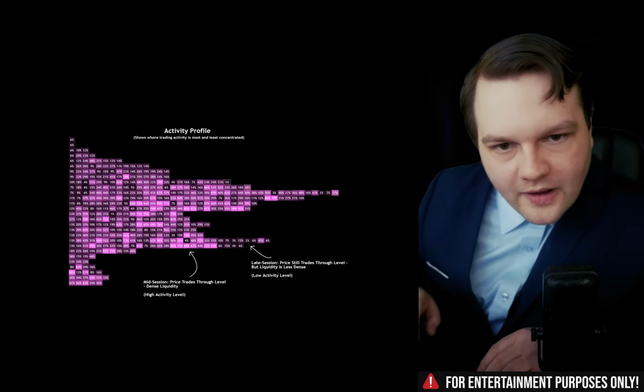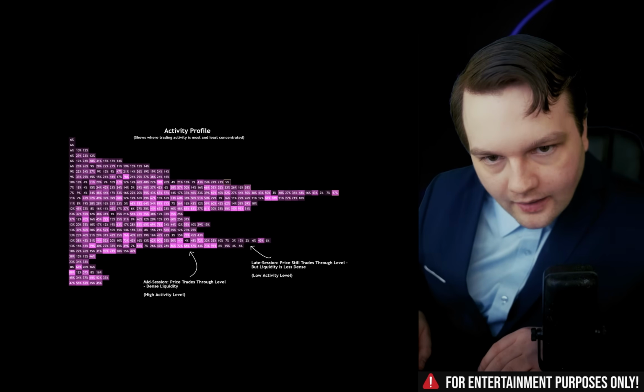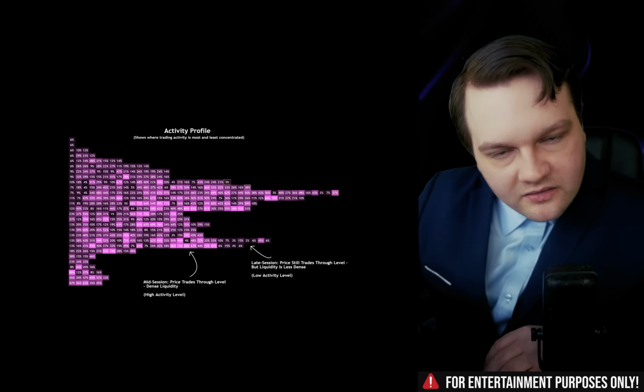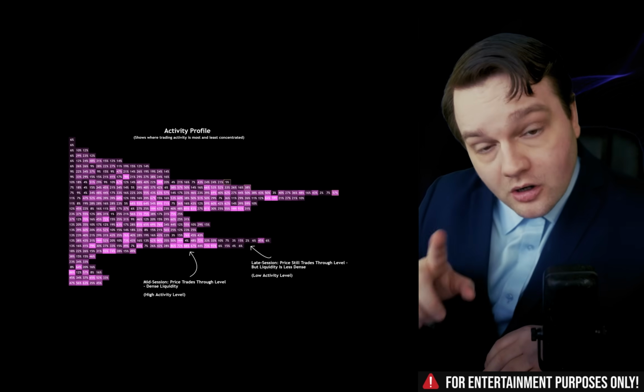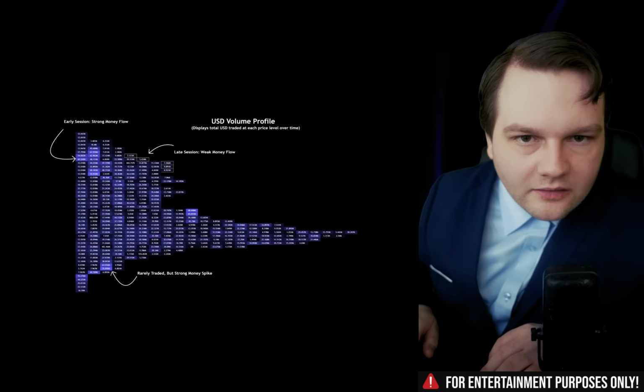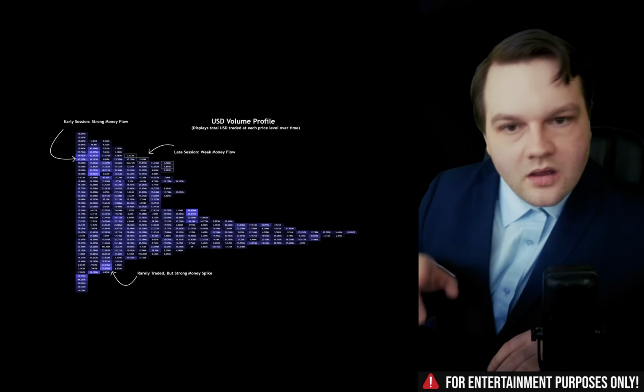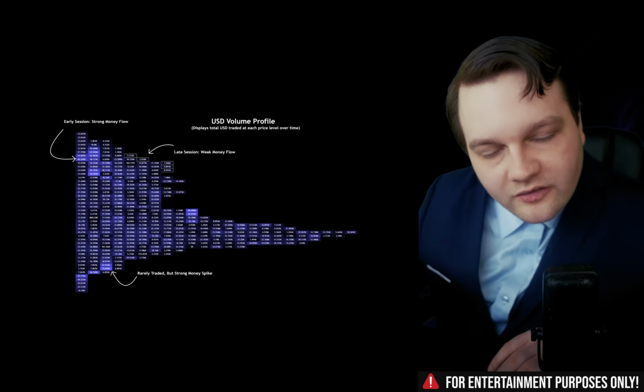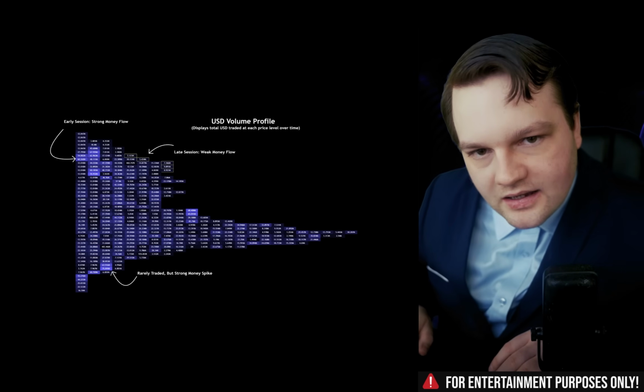The third profile type is the activity profile. This shows where the majority of activity on each bar took place. And the final profile type is USD volume. This shows how much of the quote currency was traded over time at each level.